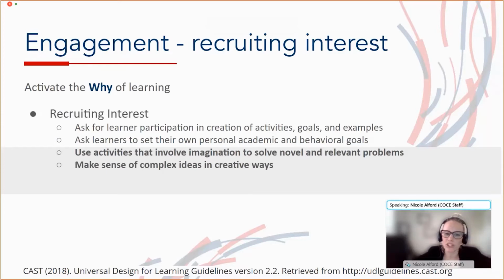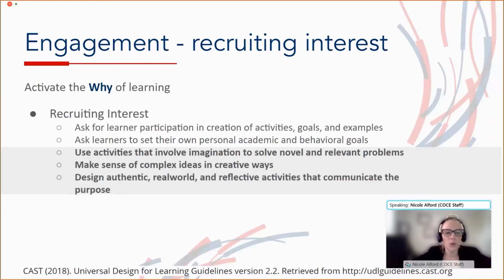Make sense of complex ideas in creative ways. Now, this could be challenging for sure, trying to make maybe a complex calculus or a complex accounting or nursing or really any subject that has some sort of complex component to it, making creative ways. Again, I would go back to that first bullet and say, how would the students do it? What are some ideas they have and pull them?